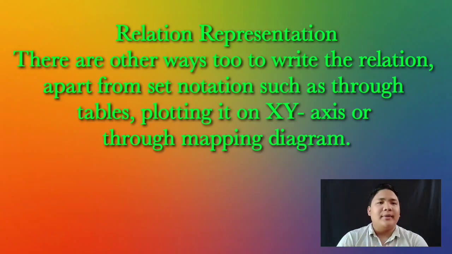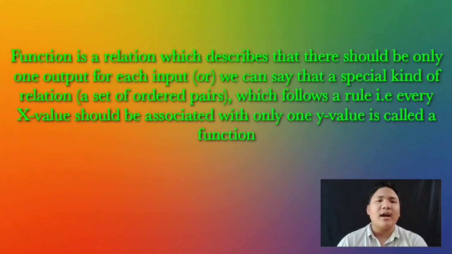Okay, and the next topic we're going to discuss is the function, which is also a relation which describes that there should be only one output for each input. We can say that it is a special kind of relation, a set of ordered pairs which follows a rule. For example, every x value should be associated with only one value, which is called a function. So it means that in this particular function or this particular relation, there should not be same domains or set of x variables or set of x values.